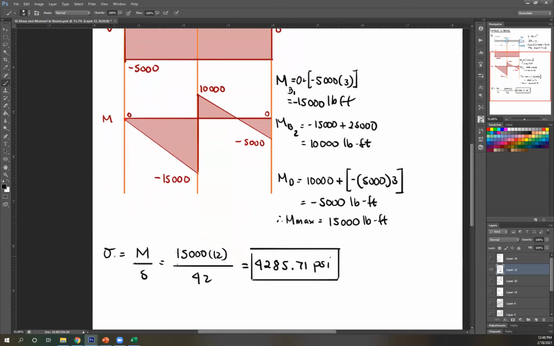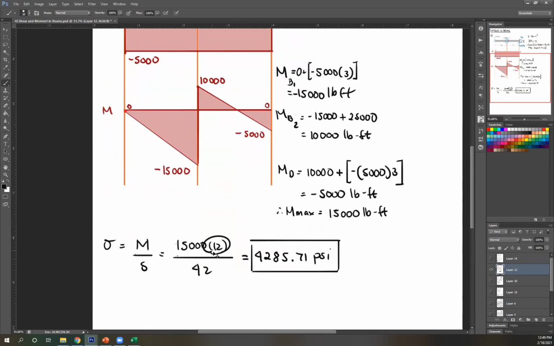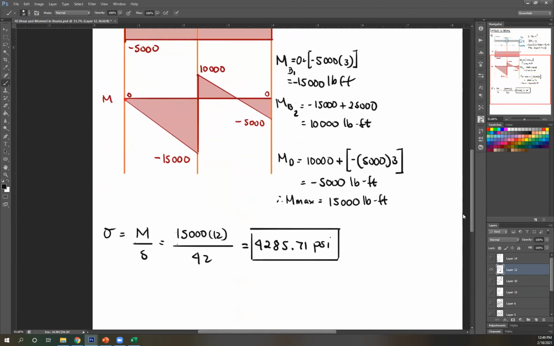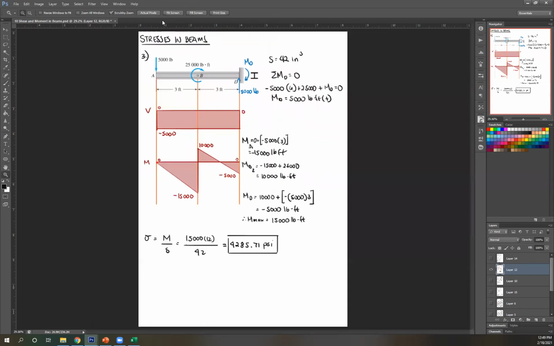Using that, bending stress equals M over S. M is 15,000 pound-foot. S is in inches, so convert feet to inches. That's why this is times 12. S is given to be 42 over 42. Solving for that, you get 4,285.71 pounds per square inch, so that is psi. That's number 3. Any questions for number 3? Do you understand number 3? Please answer yes or no.